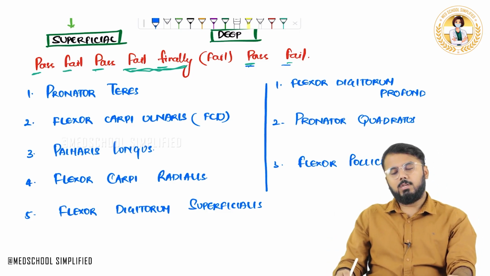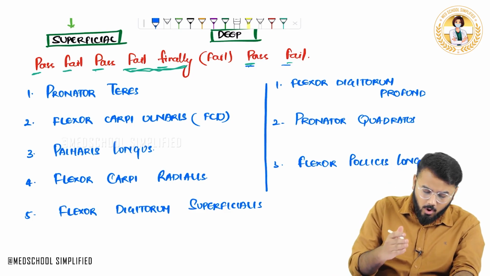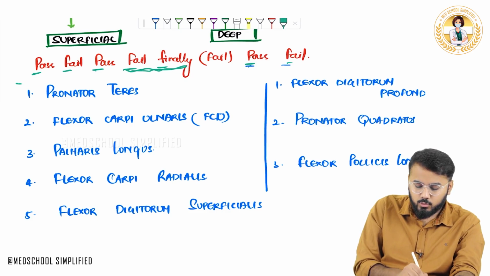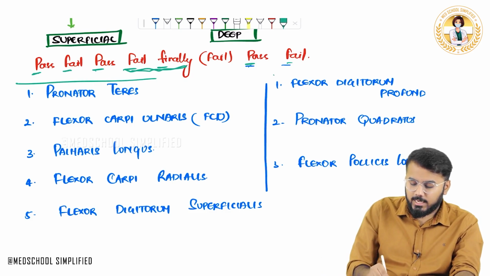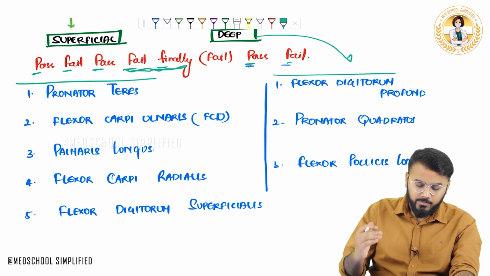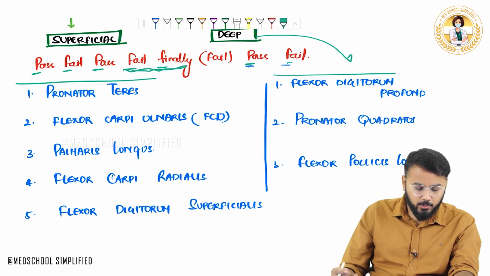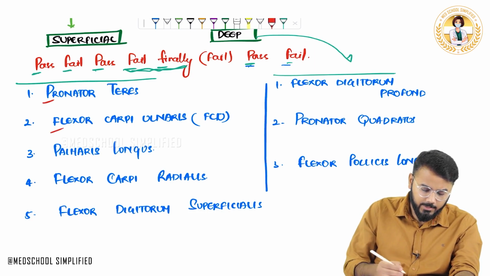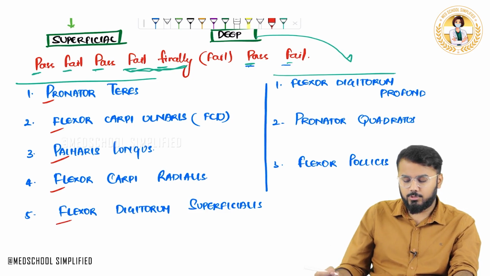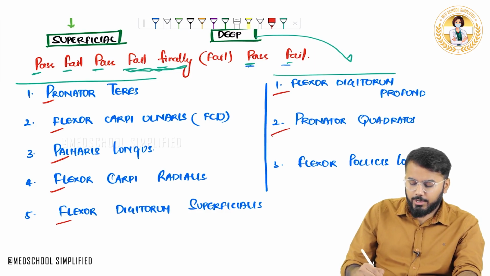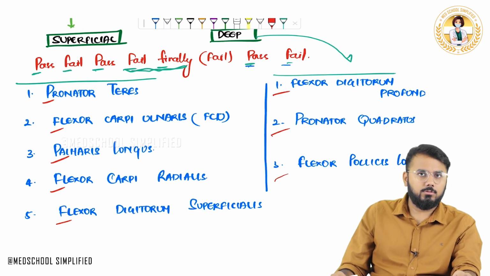Pronator quadratus as well as flexor pollicis longus, right? So all these muscles which I have written here, these 5 muscles, are called the superficial muscles, and all these 3 muscles which I have written are called your deep muscles. Now, superficial muscles are pronator teres, flexor carpi ulnaris, flexor carpi radialis, palmaris longus, and flexor digitorum superficialis. Flexor digitorum profundus, pronator quadratus and flexor pollicis longus are the deep muscles.